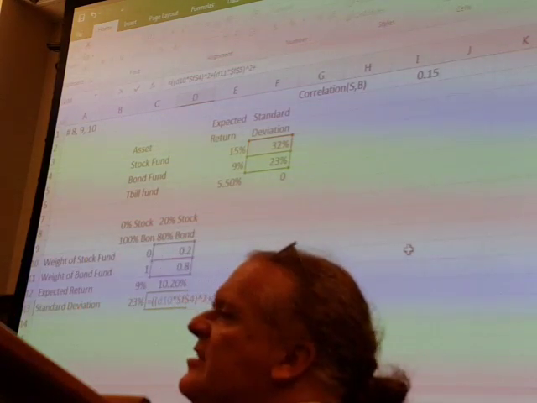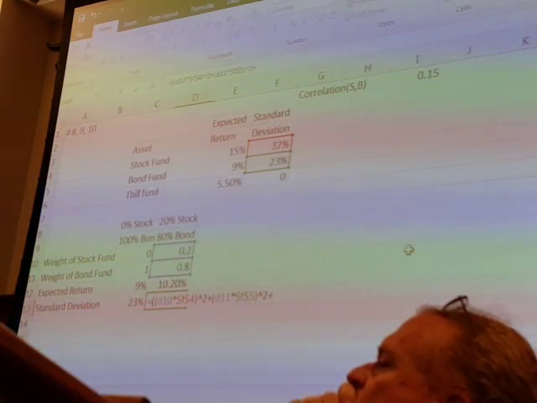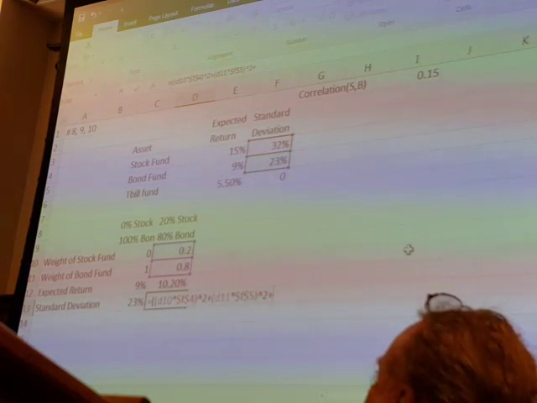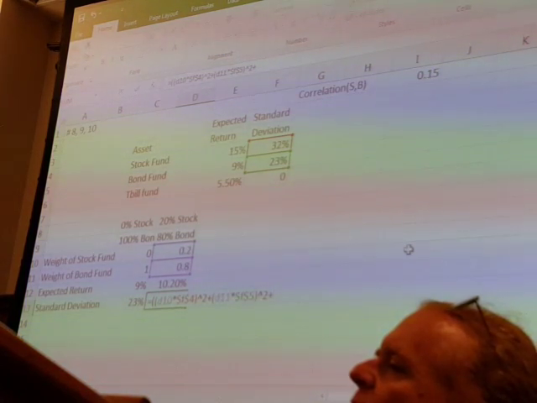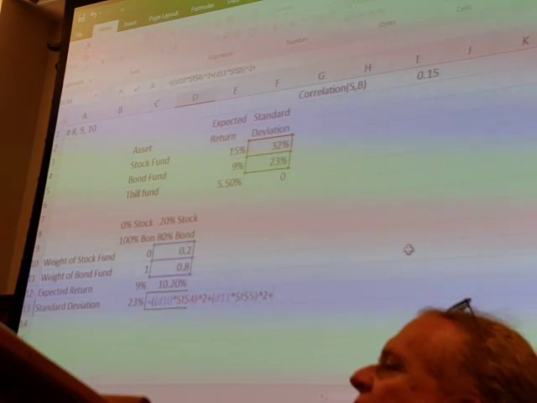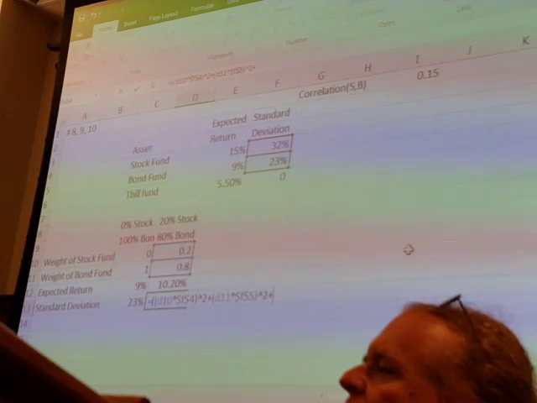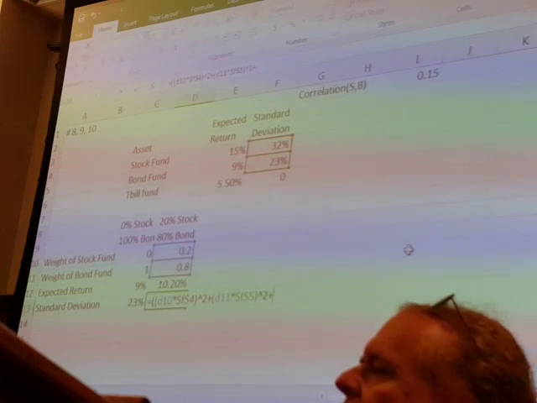Can you also use the standard deviation function? No, because we don't have the data. You can't use Excel's standard deviation function because what that'll do is compute it for you from the raw data. And here we're just told what the individual standard deviations are and the weights and the correlation. From that we can compute the portfolio standard deviation.